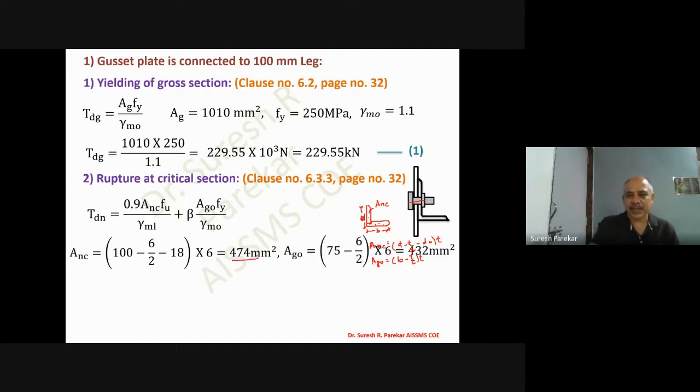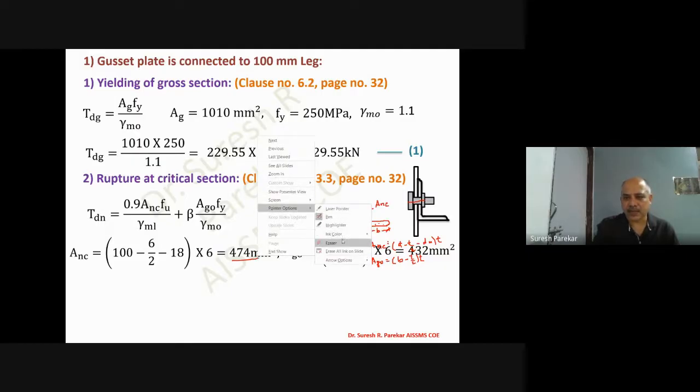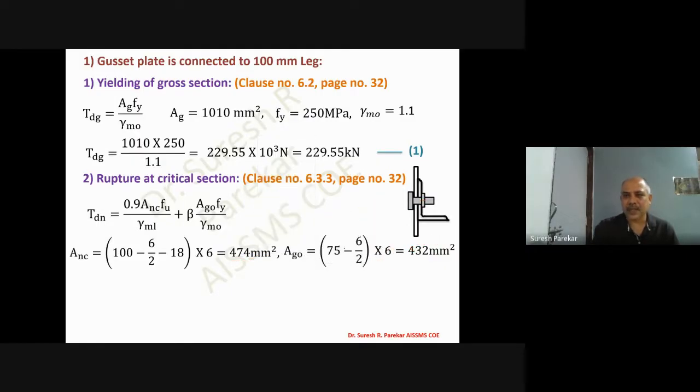Similarly Ago, with the formula we have just seen, that is (B - t/2) into t, and we will get it as 432 millimeter square.